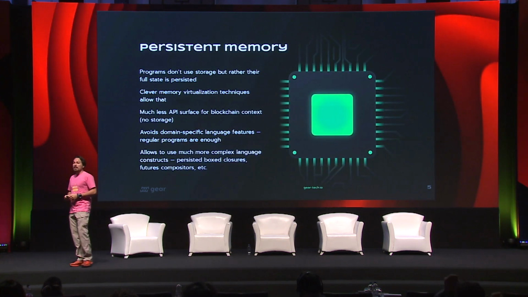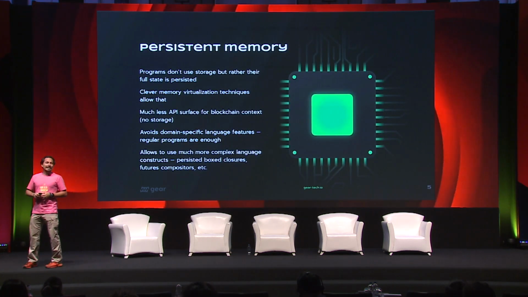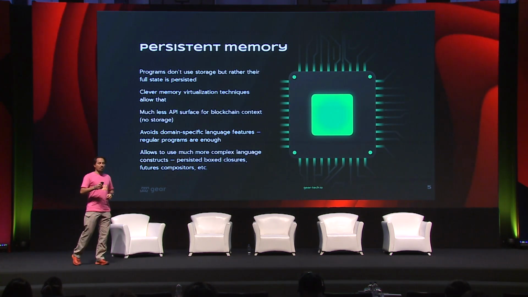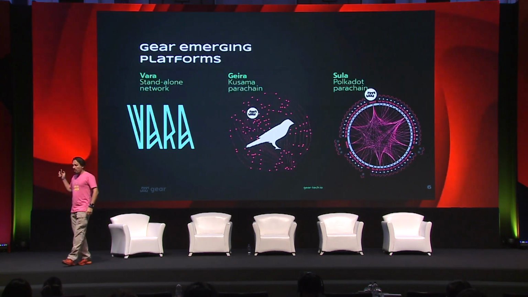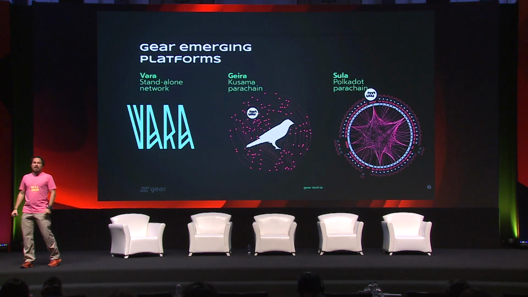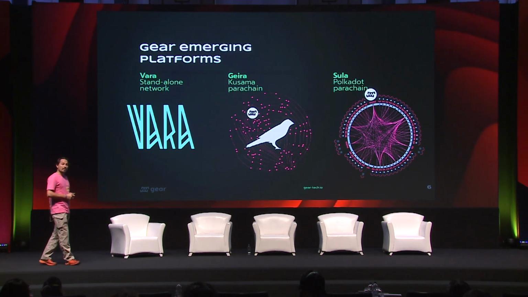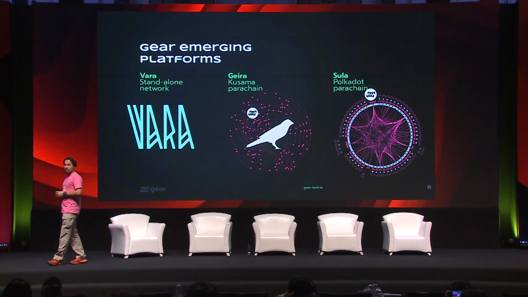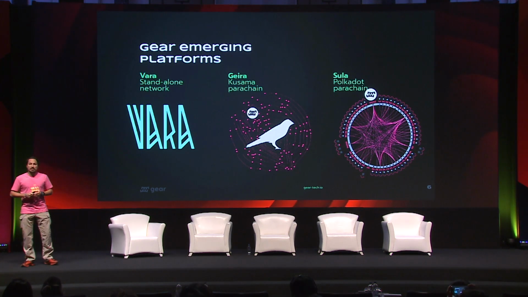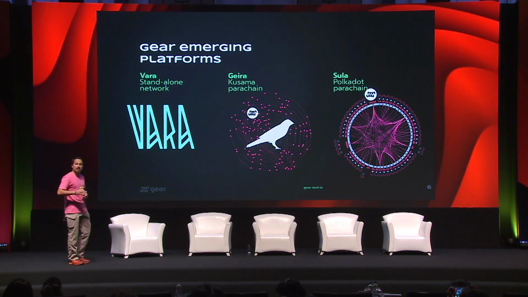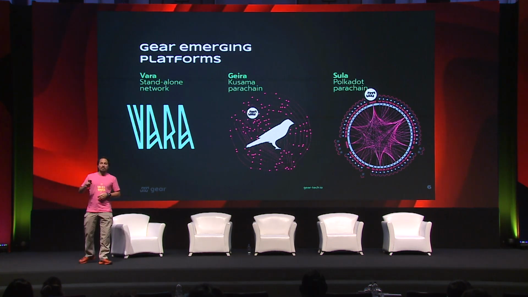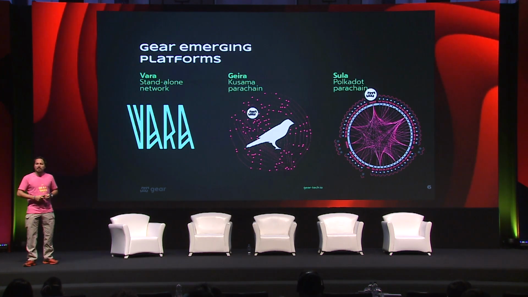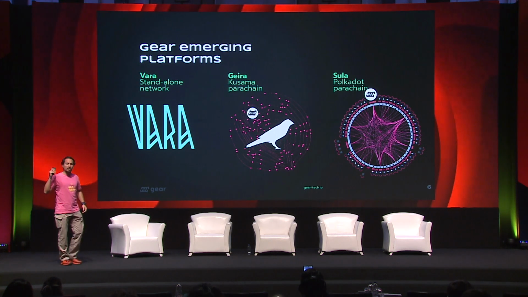And the persistent memory is something that we added to allocate and deallocate memory in the programs, which will allow us to make more efficient constructions. All this generated into three possible networks. The first one that we are going to launch is called Vara. It's a standalone network. It will be practically launched at the end of this year. We're planning and aiming to do the first stage of launch as a proof of authority on the 15th of December. And then there will be different other options to launch as a Polkadot and Kusama parachain.